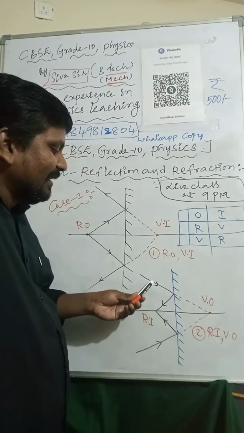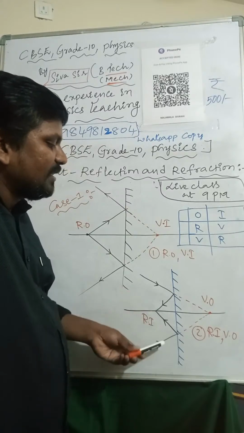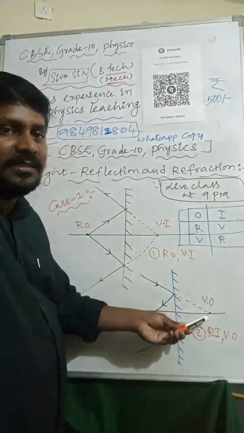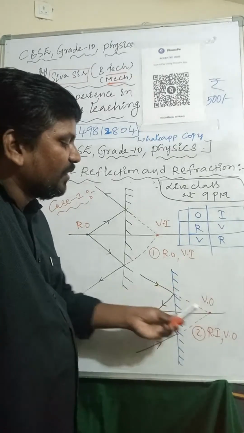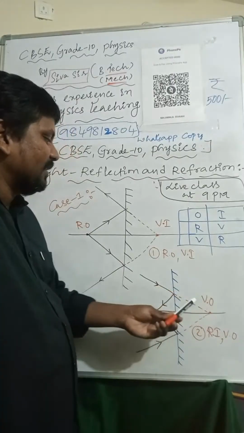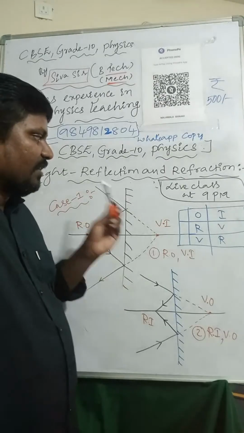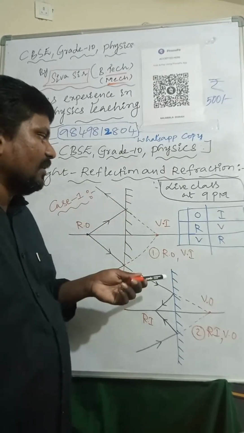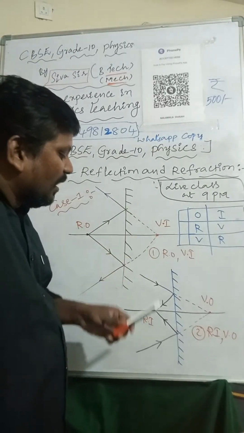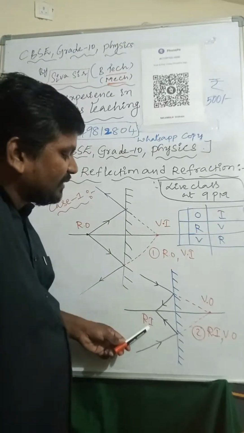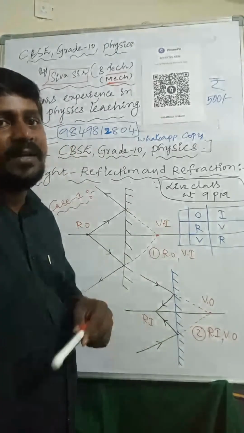So we are extending these incident rays. Those incident rays are meeting at one point. So here we can say that it is a virtual object. Virtual object. So you can observe now, this is very important: if the object is real, the image is virtual; if the image is real, the object is virtual. Vice versa. So this point is very important.